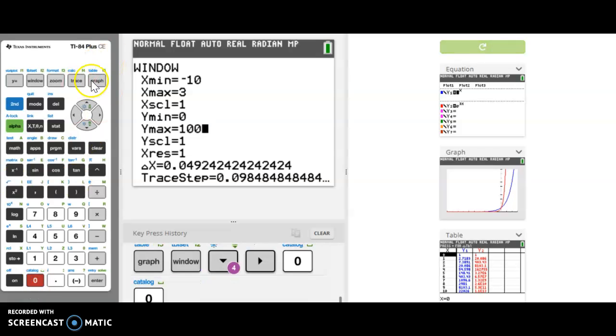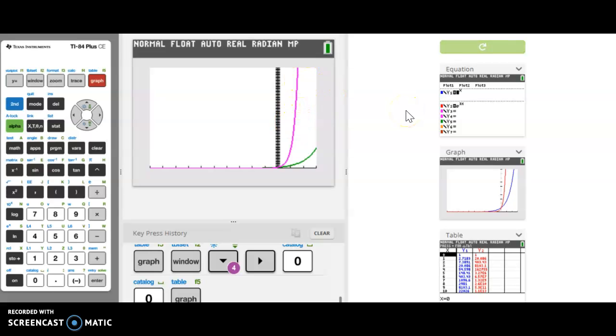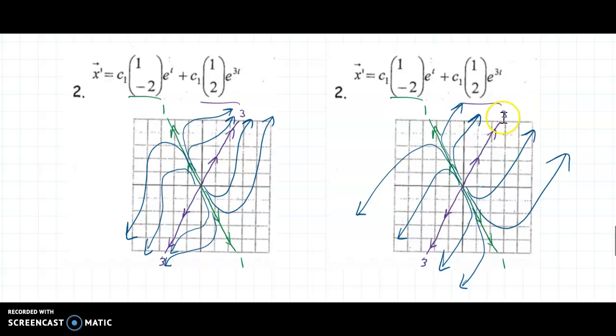Oops, need another 0. All right, so look here. There's the green one, but look at the purple one. It explodes, right? So the green one is still going up, but this thing goes up so much faster, and that's because of derivatives and calculus and exponential functions. That's why, in terms of growth along these phase plots, the green one isn't growing as much. It's not as dominant. This thing takes over, and the green becomes inconsequential as t values get big. So that's why we follow this one as t gets big.